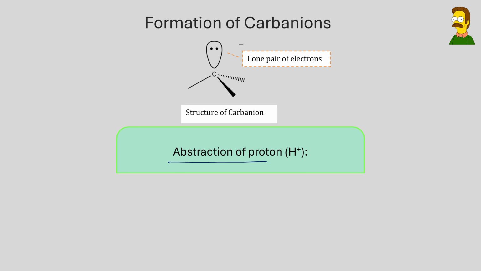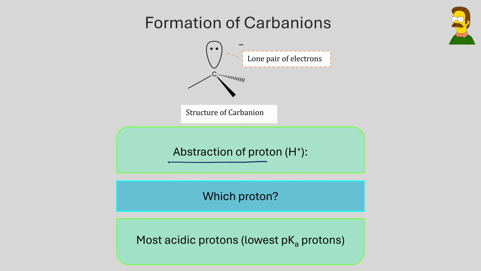So this abstraction of a proton in general is how this happens. Again, I said if it's acidic, it's easy. So if you have an option of a couple of protons, the one that's most acidic is the one that'll go away.